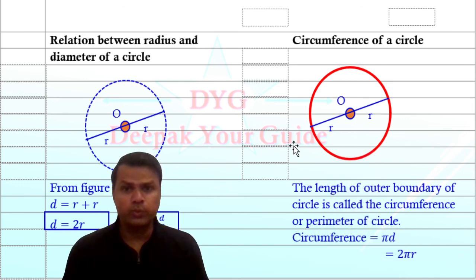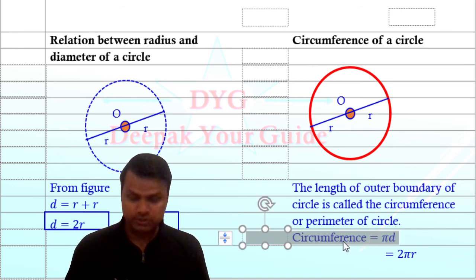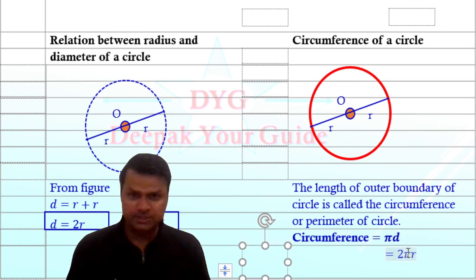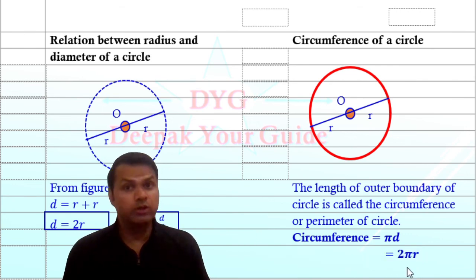After discussing this, we discussed about the circumference of circle, which is this red part, that means the outer boundary. The complete length of this outer boundary is known as the circumference or the perimeter. For circumference also we discussed two formulae. This is the one formula which is pi into d. D stands for diameter. And sometimes this d can be written as 2r. So this becomes 2 pi r. So depending on the question, we'll use any of these formulae.